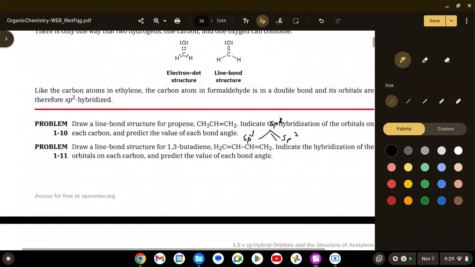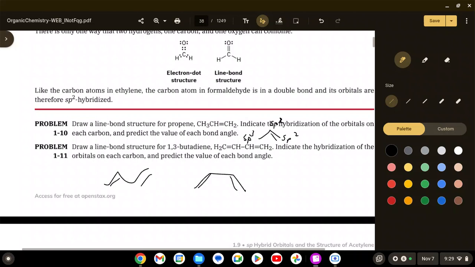Draw a line bond structure for 1,3-butadiene. Oh, there's a diene right there. So I'm just going to do a skeleton structure. I'm going to do it like this. Another way to draw it. It's just 2 ways, but that's just how you rotate it. But anyway, that's 1,3-butadiene.